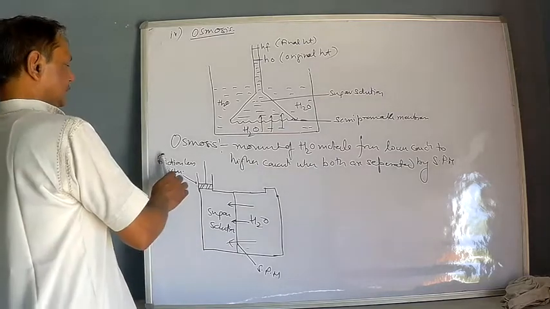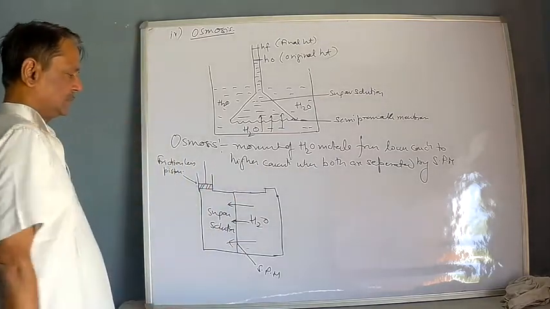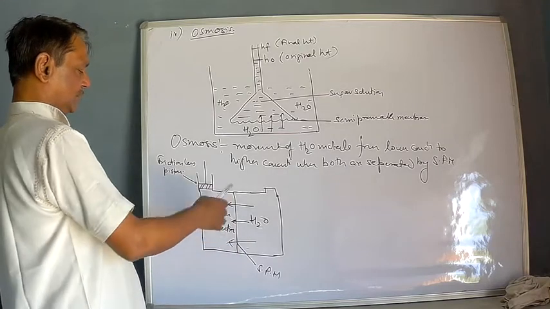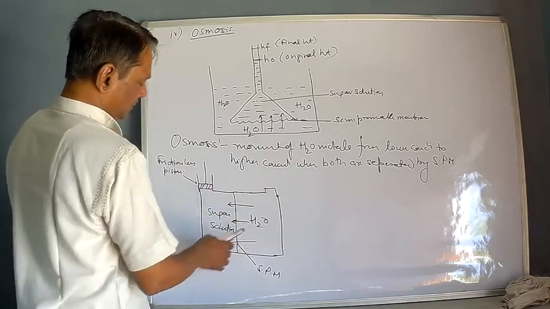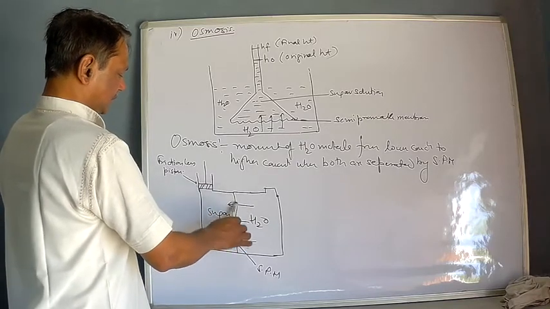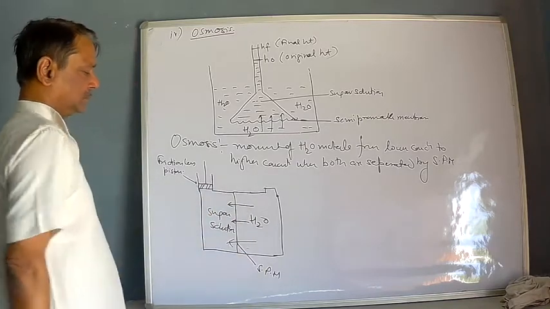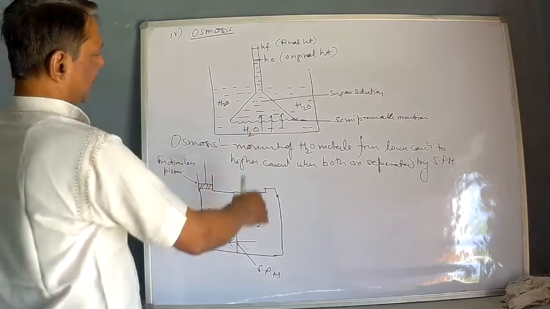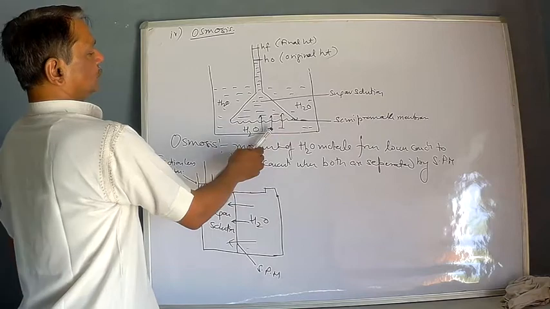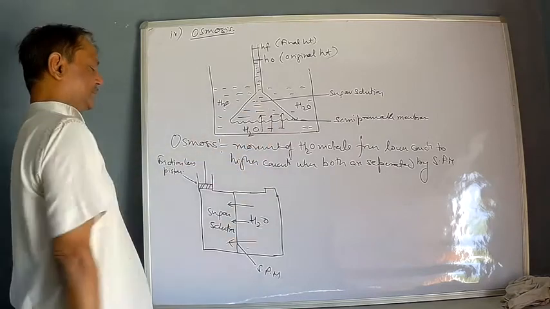Just consider this diagram. I have taken an apparatus, and in the apparatus there are two solutions. One is simply water, the other one is sugar solution, and both the compartments are separated by an SPM. Class, just now we studied that osmosis is movement of water molecules from region of lower concentration to higher concentration.